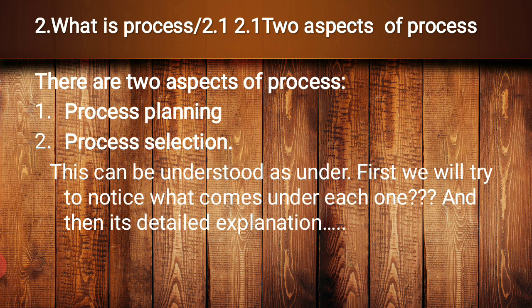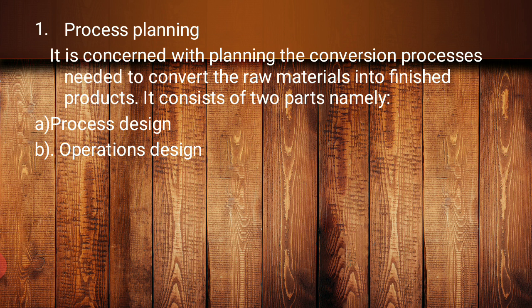So the same thing has been explained, but with the detailed note there. Okay, when we are talking about process planning, let us try to understand first what is process planning, and then there are again further two parts. So we need to understand this. It is concerned with planning the conversion processes needed to convert the raw materials into finished products, and it consists of two parts. That means when we talk about process planning, it is divided into two. Planning means beforehand we are trying to pen it down, or jot it down, that what exactly the process is going to be all about, right?